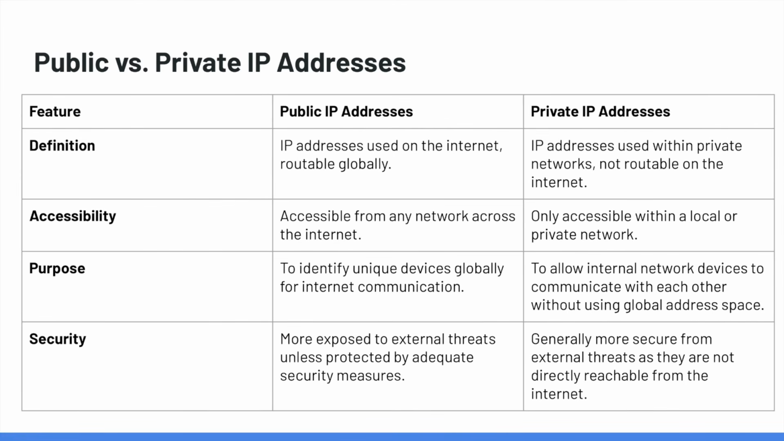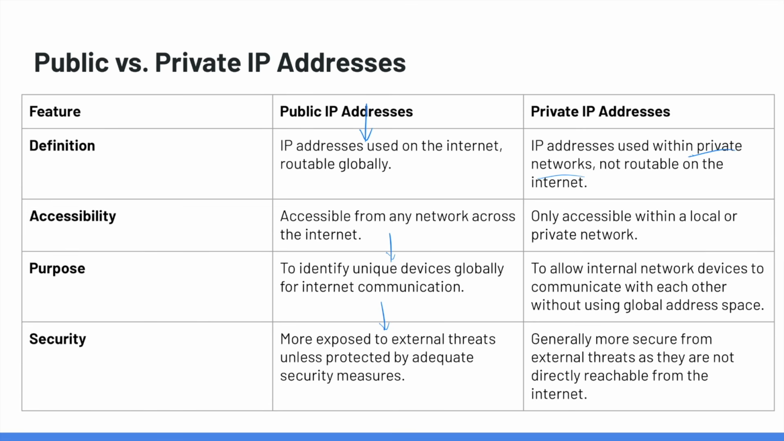And the next concept we have are public and private IP addresses. Now, public IP addresses are those addresses that, again, your router might have that can be accessed by anyone on the internet. They are unique. They identify unique devices globally, and they tend to be more exposed to external threats like security threats, because anyone on the internet can access a public IP address.